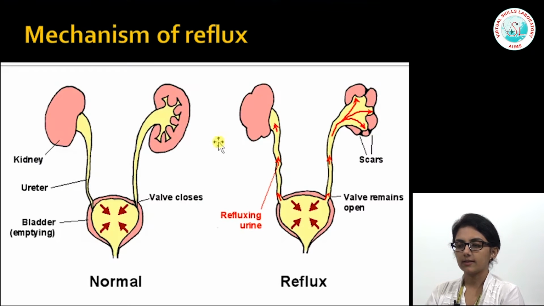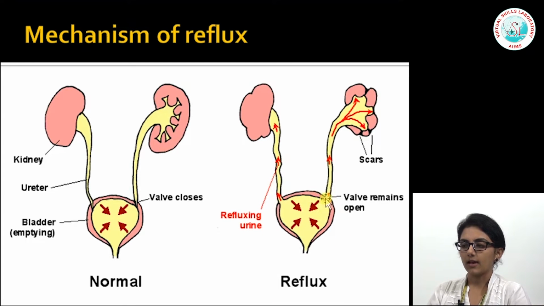As you can see in this slide, to the left, this is what happens in the normal situation, that when the bladder contracts during voiding of urine, the ureteric orifices are pinched close and urine cannot enter into the upper urinary tract. However, if there's any abnormality in the ureter predisposing to reflux, then when the bladder is contracting during voiding, the valve remains open and urine can pass up into the upper urinary tract and cause scarring of the kidneys.